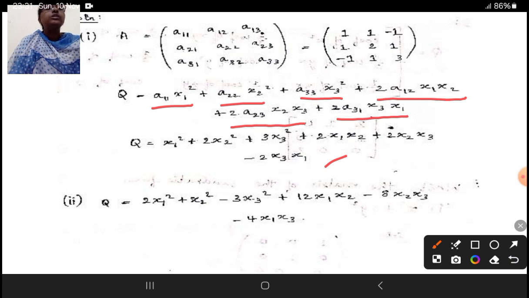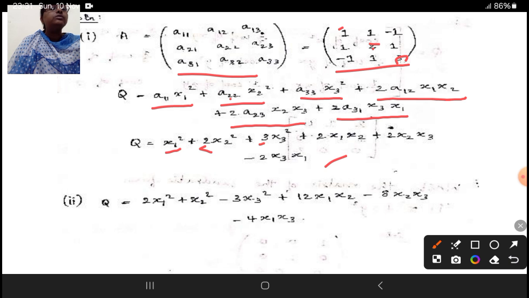Comparing with the given matrix, instead of these symbols we write the values in those places. So a11 is 1, and that value we write for a11. a22 is 2, so that 2 we write directly here. And a33 is 3, so that 3 we write here. So the diagonal elements are over.